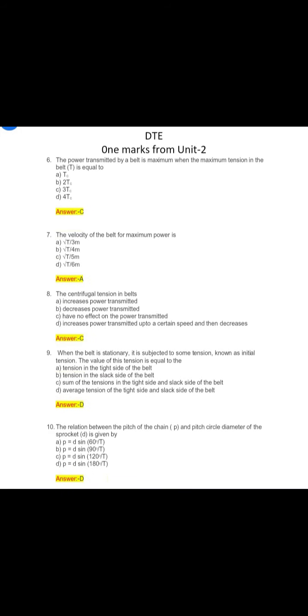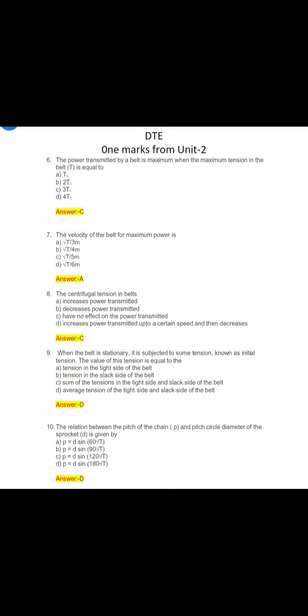Next question: the power transmitted by a belt is maximum when the maximum tension in the belt is equal to 3 Tc, T equal to 3 Tc, where Tc is the centrifugal tension of the belt drive. Next question: the velocity of belt for maximum power is, the answer is root over T by 3m. Next question: the centrifugal tension in belt has no effect on the power transmission.